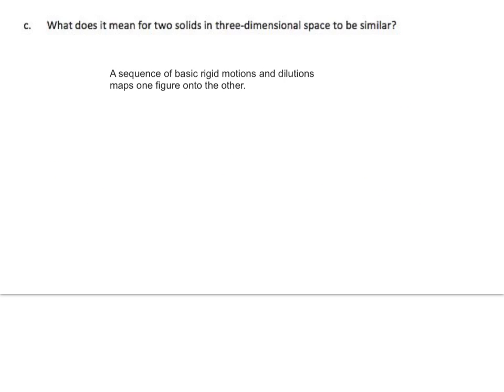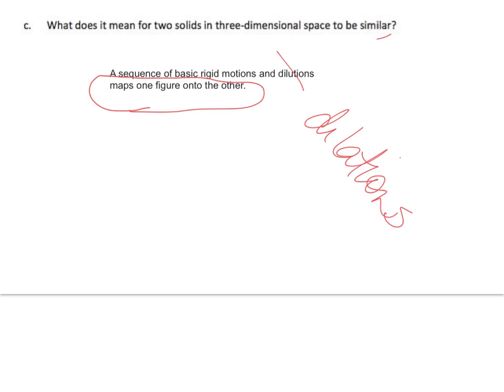That's my conjecture. What does it mean for two solids in three-dimensional space to be similar? For two solids to be similar, I should be able to do a sequence of basic rigid motions like reflection and translation, so that would allow me to map one figure onto another, and dilations. Okay, similar means that I can do basic rigid motions and dilations to map one figure onto another.